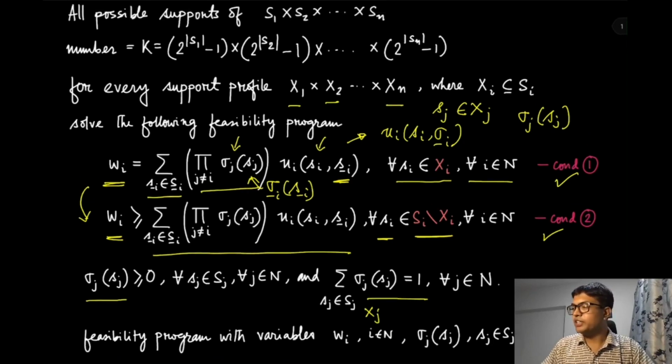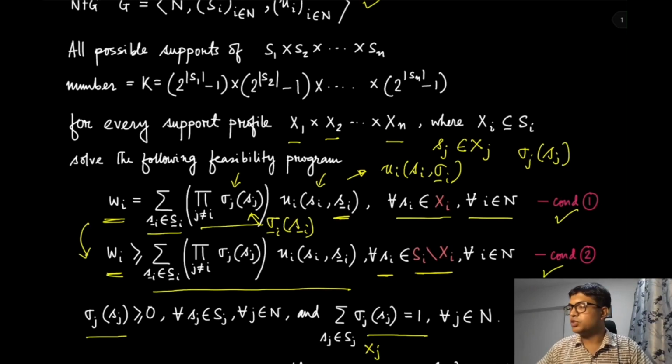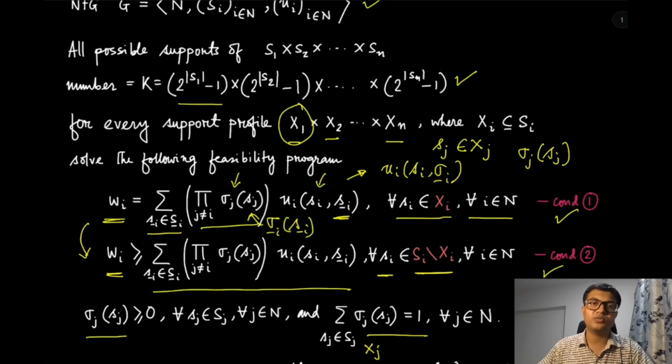So we'll have to iterate over all these possible support profiles, and there can be a very large number of support profiles because this xi, so x1 for example, can be any non-empty subset of the strategy set of player 1, which is S1. So it can take this many possible values, 2 to the power cardinality of S1 minus 1.